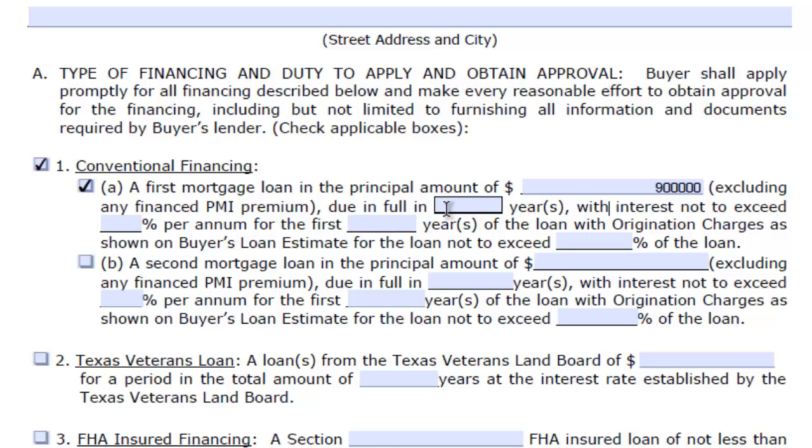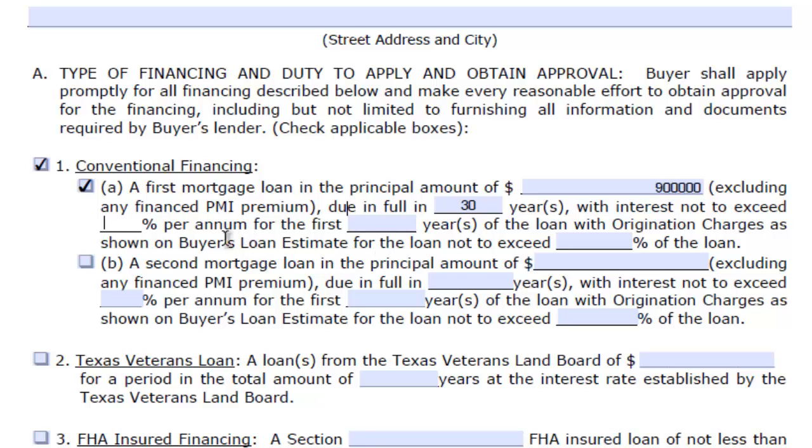And it's due in full in blank years. In this blank, most of the time, most people are dealing with 30-year loans, but there are all sorts of loan terms out there. You've got 15-year and 20-year and, who knows, 10-year. So whatever number of years the mortgage is, that's what you're going to put in this blank. And then it says with interest not to exceed blank percent per annum. That's just the interest rate that the client is being given.